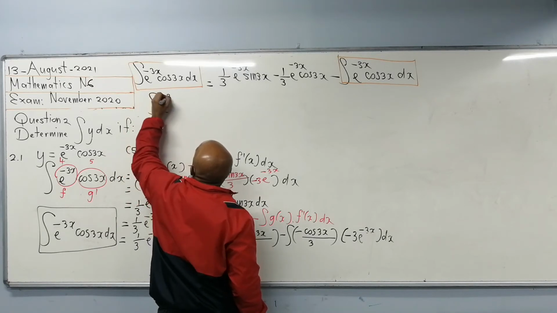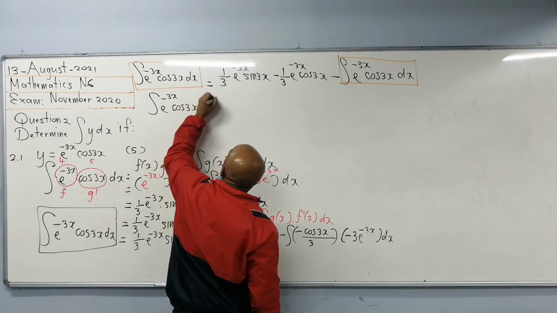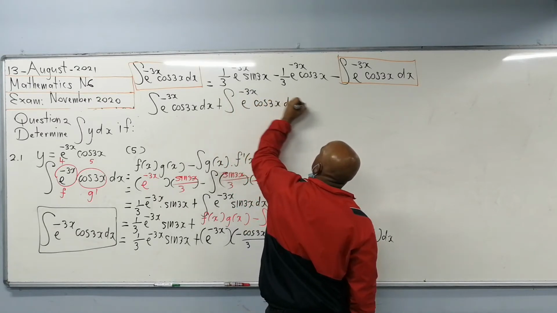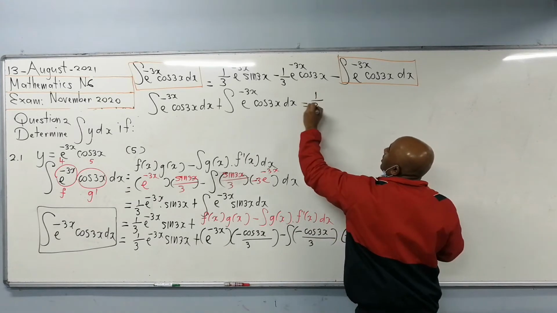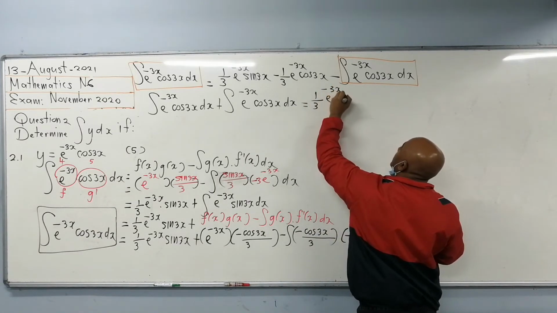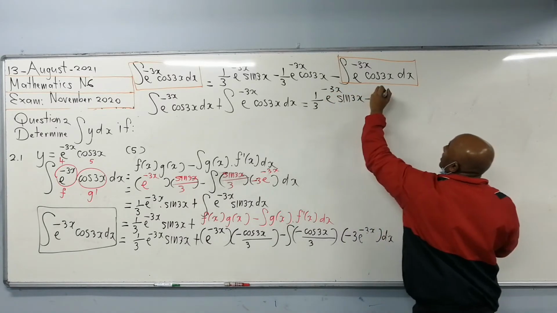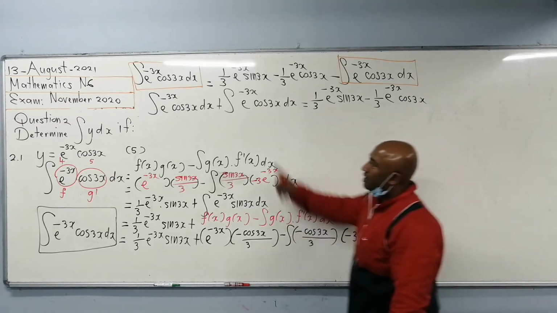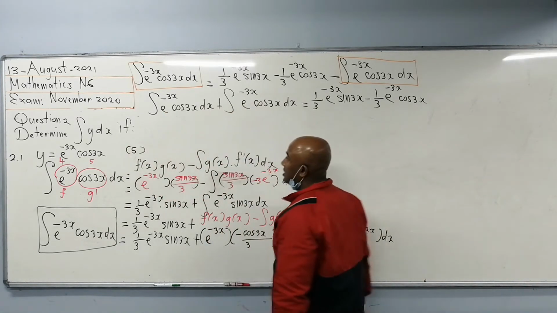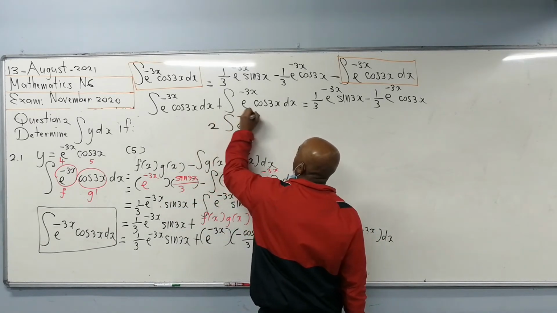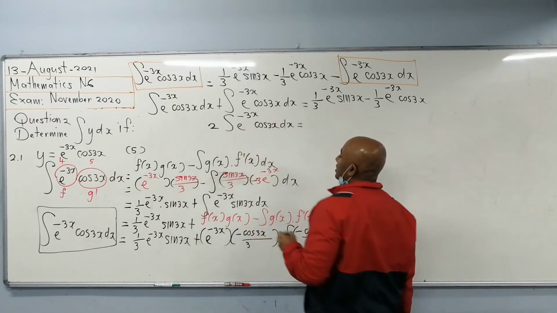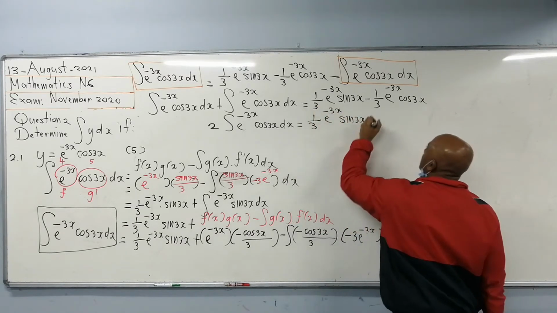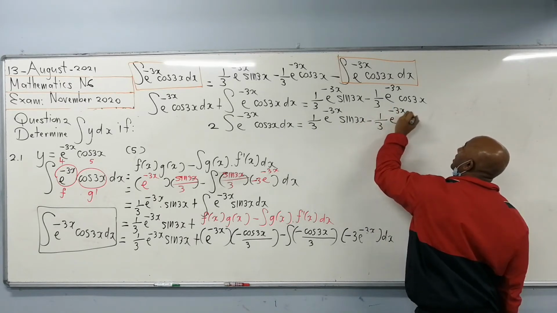So, the integral of e to the power minus 3x cos 3x dx plus the integral of e to the power minus 3x cos 3x dx is equal to what we have on the right hand side here, which is 1 over 3 e to the power minus 3x sine 3x minus 1 over 3 e to the power minus 3x cos 3x. Now, these are like terms, so you add them up, 1 plus 1. See that? It will give you 2 times the integral of e to the power minus 3x cos 3x dx, which is equal to 1 over 3 e to the power minus 3x sine 3x minus 1 over 3 e to the power minus 3x cos 3x.